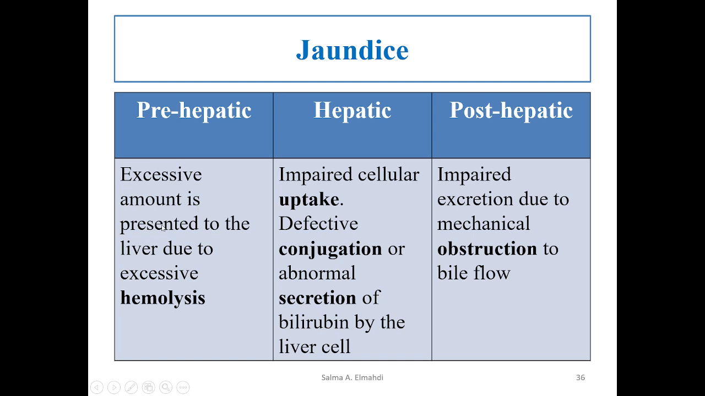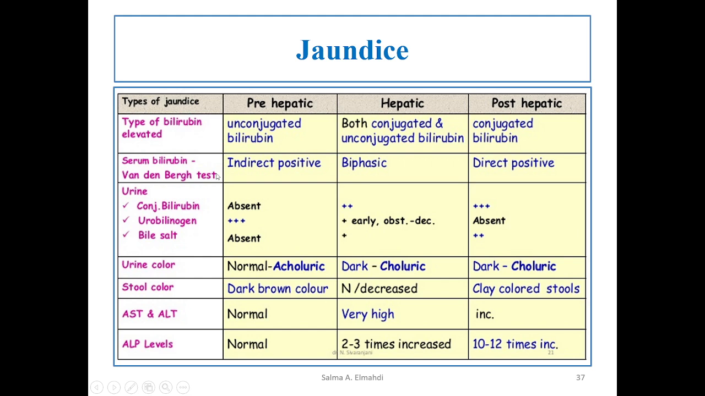Prehepatic is when an excessive amount of bilirubin is presented to the liver, and the example here is excessive hemolysis, as in hemolytic anemias. The hepatic jaundice will result from impaired cellular uptake, for example, defective conjugation, or abnormal secretion of bilirubin by liver cells. So any of these conditions can lead to hepatic jaundice. The post-hepatic jaundice is due to impaired excretion, due, for example, to mechanical obstruction. For example, if there are gallstones or a malignancy that affects the flow of bile from the bile duct.